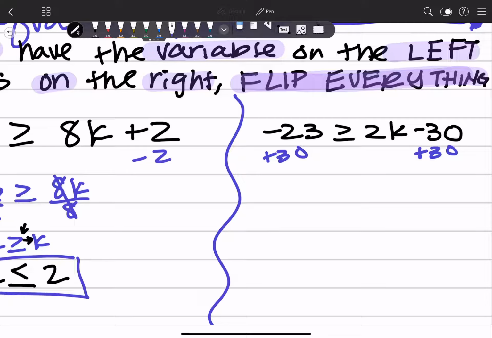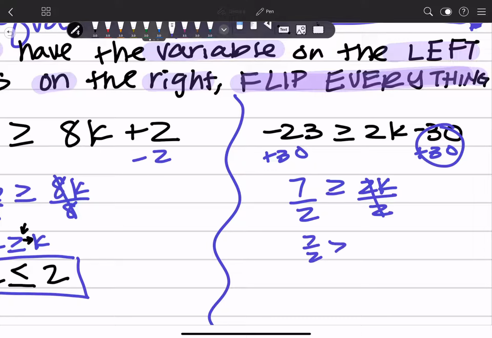Okay, negative 23 plus 30. Well, that's going to be positive 7. Keep that inequality. This one had zeroed out. 2k, we're going to divide it by 2. So we can do our inverse, and this one's out. And we're left with 7 over 2 is greater than or equal to k.